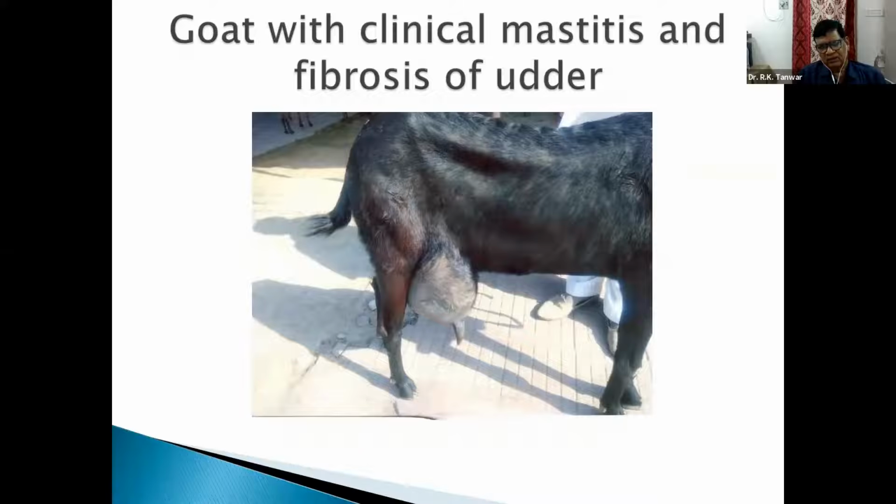This is one goat where there is fibrosis of the udder, and fibrosis of the udder can easily be diagnosed as it is hard and indurated. So both the teats are affected, the whole udder is affected. There was simply bloody fluid coming out. The prognosis was grave. That animal does not respond to treatment.